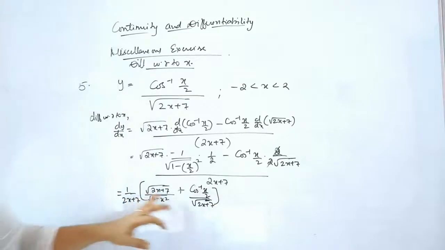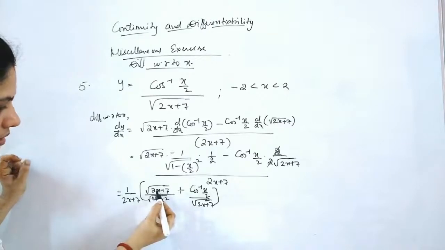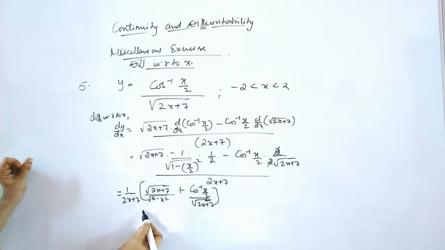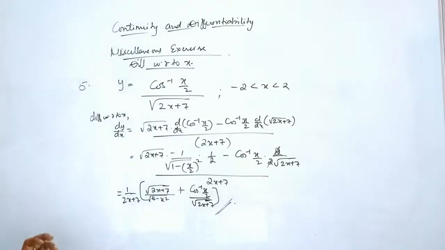Now if you want you can just take this 2x plus 7 inside, so that here your root will go and this will give you the denominator as the root. So better you stop like this or separately you can write. Okay.